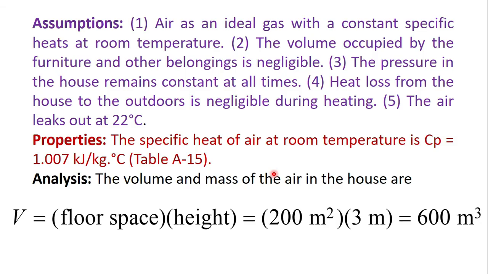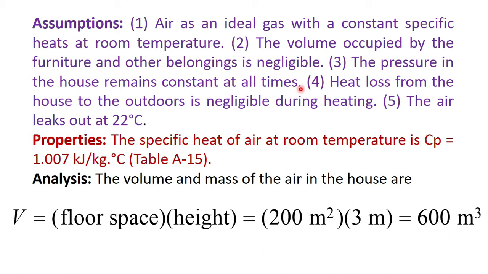So in order to solve this problem, first we'll take some assumptions: that the air is an ideal gas with constant specific heats at room temperature. The second assumption is that the volume occupied by the furniture and the other belongings is negligible. Obviously there are some furniture and other things present in the house, but at this stage we are neglecting all the solid things present inside the house. The third assumption is that the pressure in the house remains constant at all times. If the pressure remains constant, it means that the specific heat of the air inside the house will also remain constant.